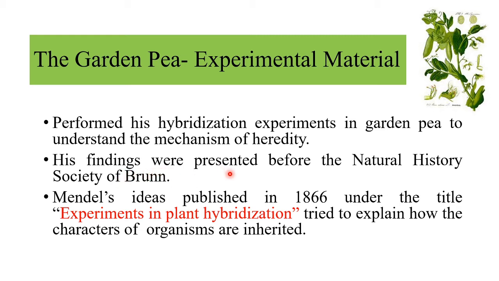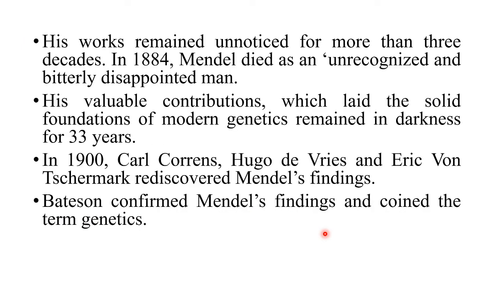His findings were presented before the Natural History Society of Brünn, and Mendel's ideas were published in 1866 under the title Experiments in Plant Hybridization, and he tried to explain how the characters of organisms are inherited. But the scientific community did not accept his work until early in the 20th century. Mendel died on January 6, 1884 as an unrecognized and bitterly disappointed man, and his works remained unnoticed for more than 3 decades.